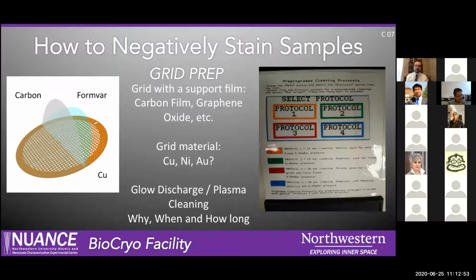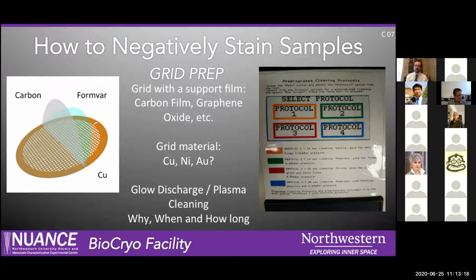So here is how to negative stain samples. I'm going to go a little bit into talking about the grids. You generally want to use a grid with a support film. Generally, it's Formbar with carbon. Sometimes it's just carbon. There are manufacturers that will make varying thicknesses of carbon. Some people will use graphene oxide.